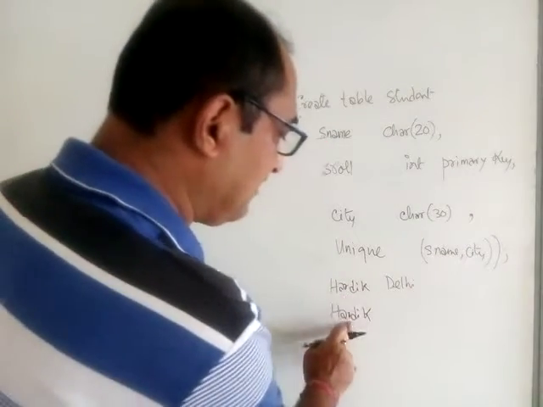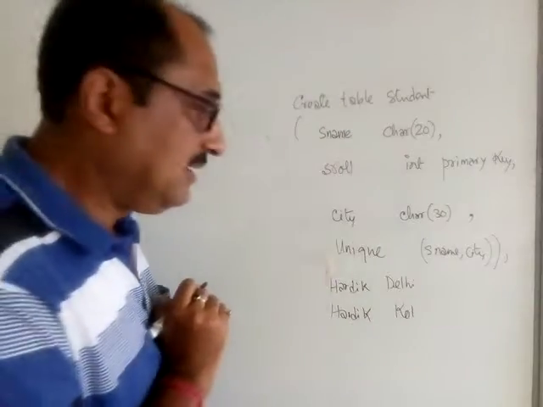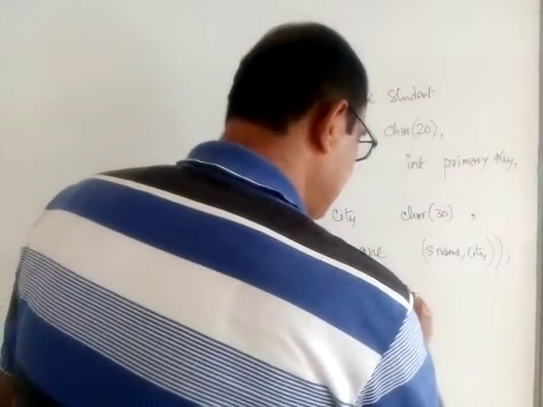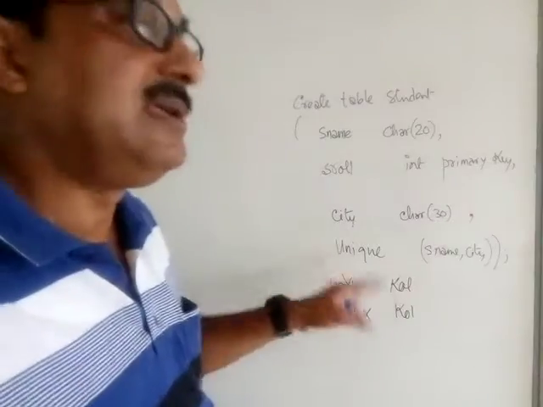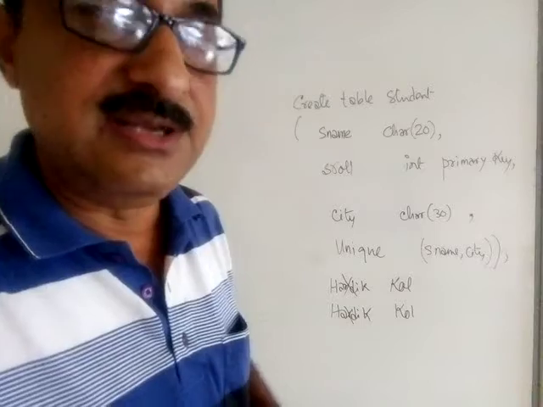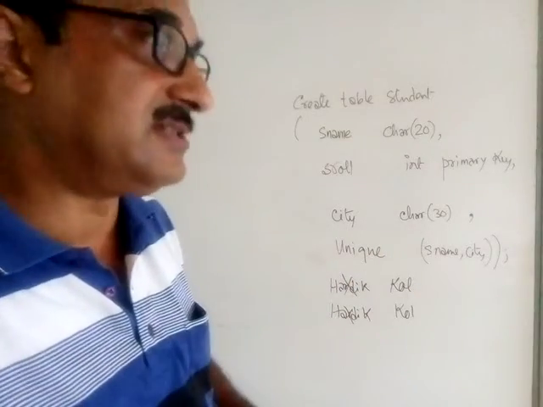So if another record has something, the city name has to be something else. Or if the city name is the same, say both are total, then the two names cannot be the same. One is something, the other name has to be something else. So that is what is meant by making a unique combination of fields.